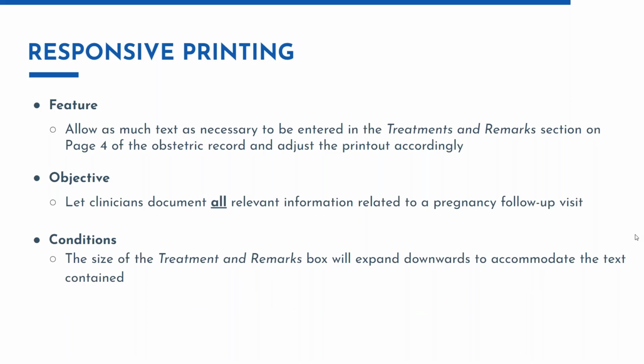Fourth feature is responsive printing. And what we mean by that is that on page 4, we'll allow you to document as much text as necessary in the treatment and remarks section, because we know that often that box isn't big enough for all the information that you want to write. So you'll be able to write as much information as you want, and the box will extend down. And then when we print, we'll print according to the amount of text that was entered in that field, so that we always are printing every single thing that you wrote. And obviously the objective is to let you really document anything that's relevant to the follow-up, so that you're not running out of space.